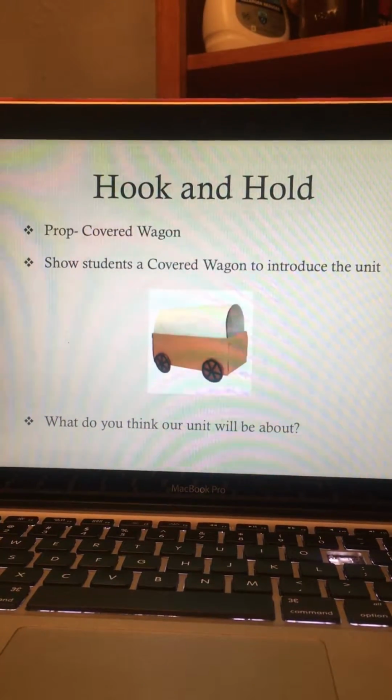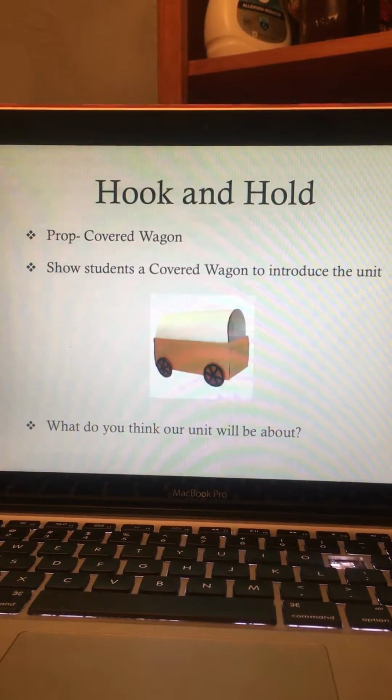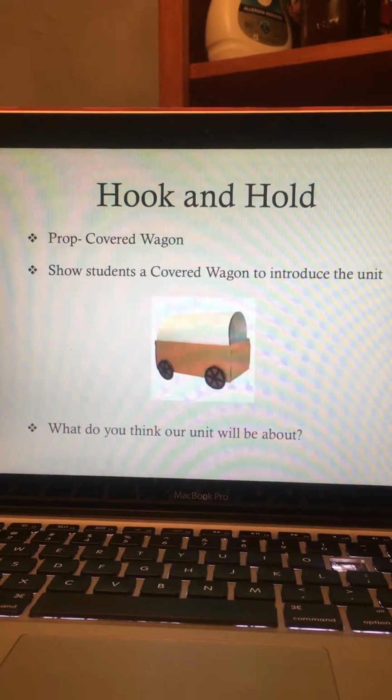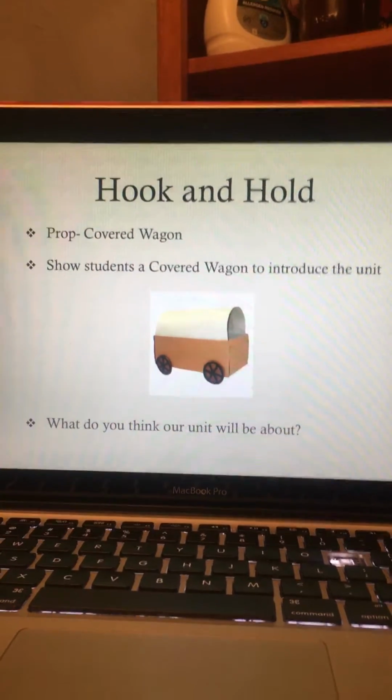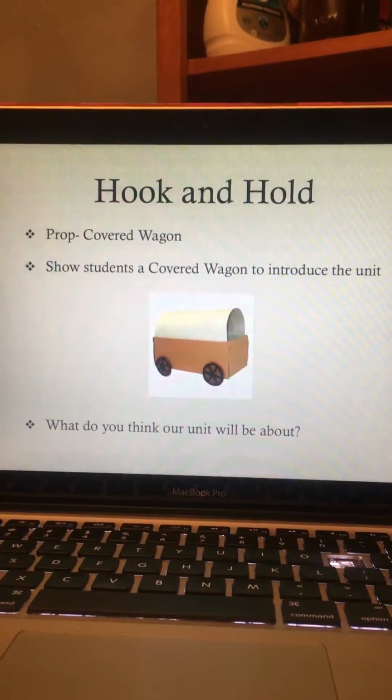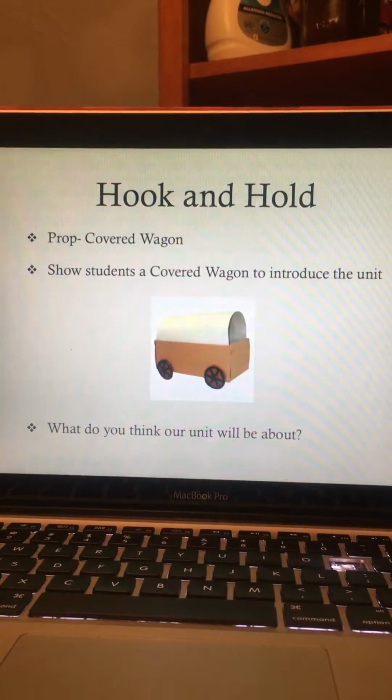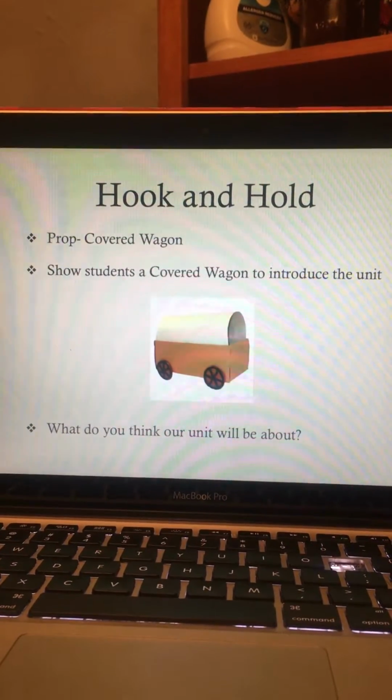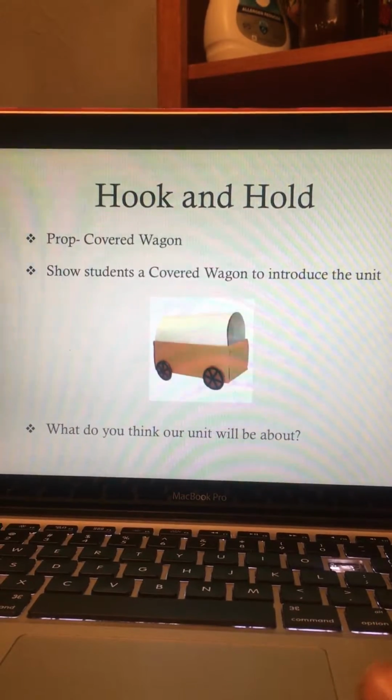I'd rather have a prop that I can show my students to introduce the lesson, that they have to think about. So they can ask, what do they think our unit will be about? What do you think of when you see this covered wagon? Just to get ideas from the students to get their brain working.